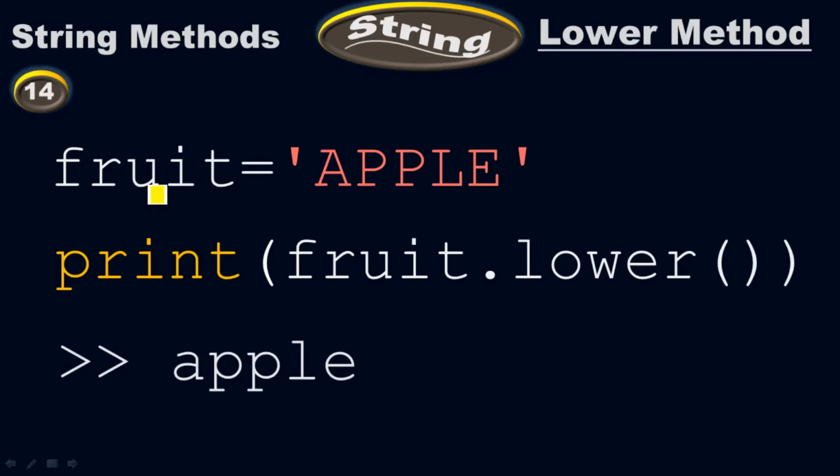This is the name of the variable. Its value is apple inside the quotes. All the characters of the apple are in uppercase. Now, by applying the lower function, I will have print of fruit dot lower function. After execution, or after running the program, at the end you will get this output in lowercase.